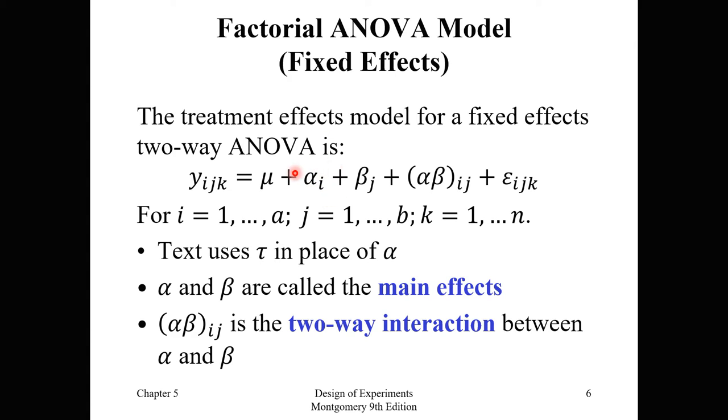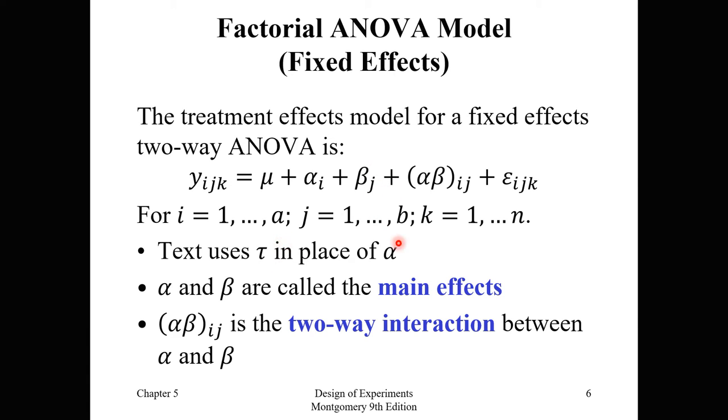So this is the adjustment from the overall mean for each of the levels of factor 1, and beta is that same adjustment for each of the levels of factor 2. So we've got subscripts i, j, and k. I is going to be the number of levels in factor alpha. J is going to be the number of levels in factor beta.